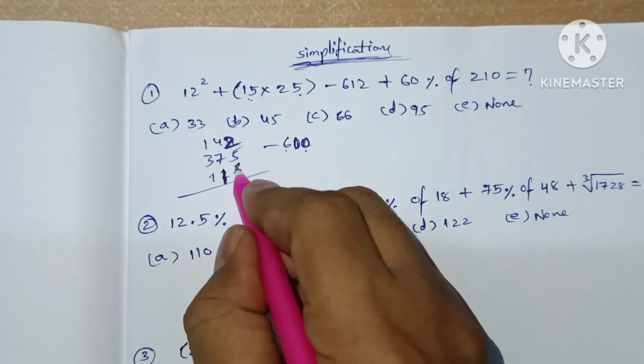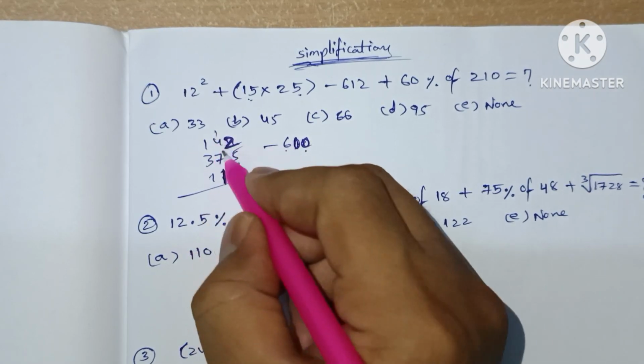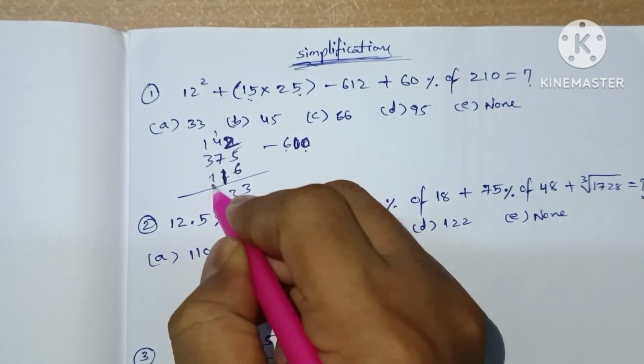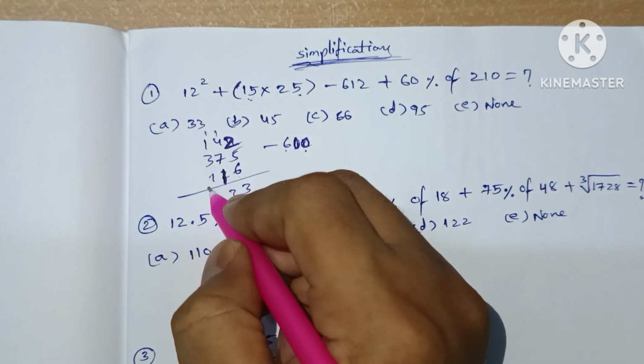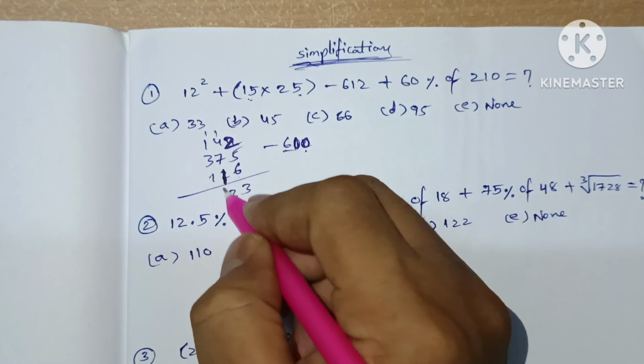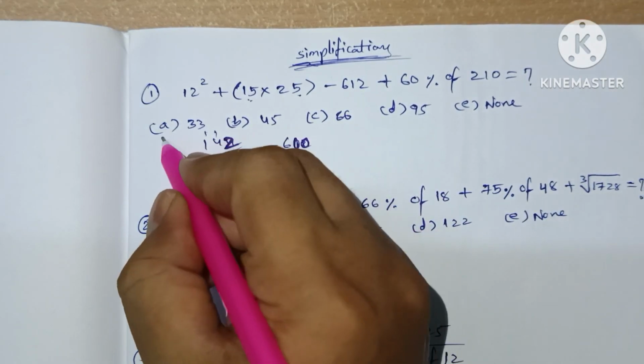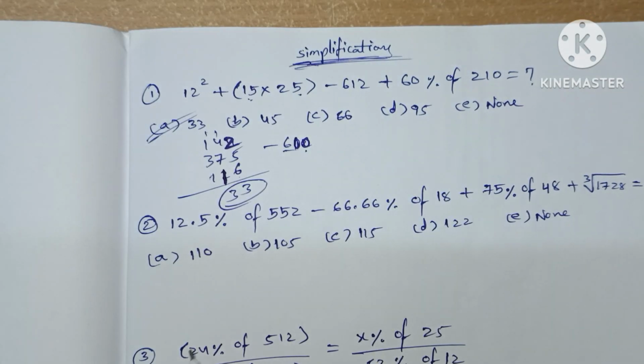Okay, here it is 7 plus 6, 13, 9 plus 4, 13. Now this becomes 600 and 600 is eliminated, so we are left with 33. So our answer will be option A, 33.